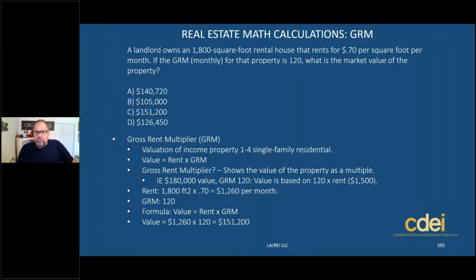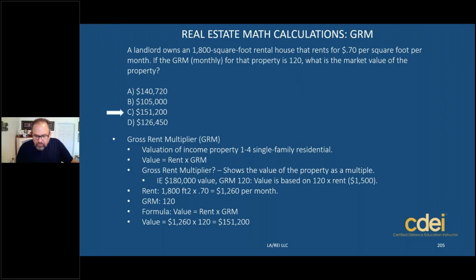which gives me 151,200. So what am I saying? Answer C, 151,200. I'm saying that a property renting at $1,260 a month is worth 120 times that rent. So 120 times the rent gives me that valuation.